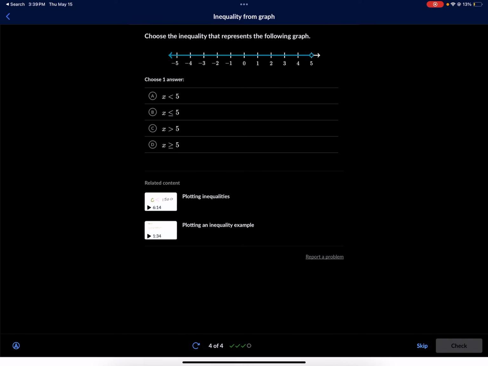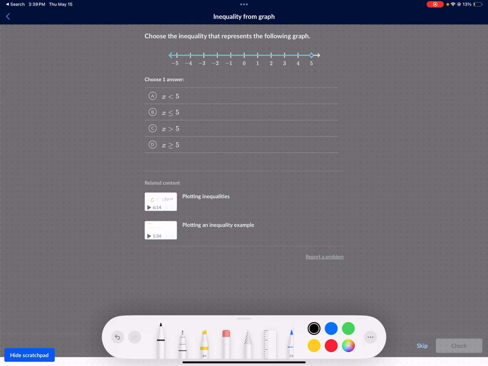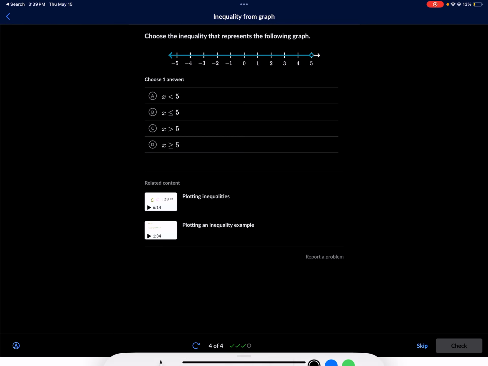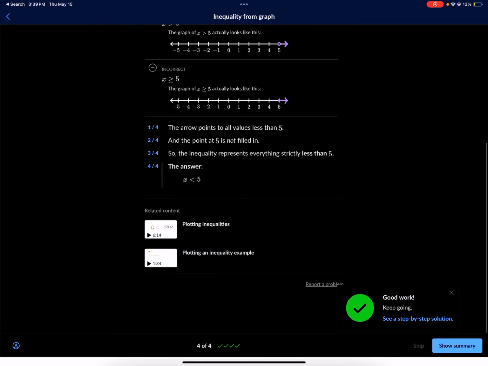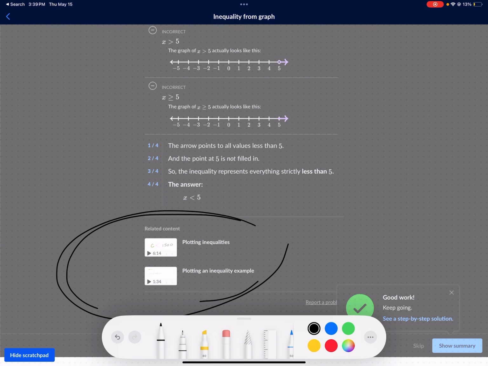Alright, choose the inequality that represents the following graph. So, open dot here, and it's going to the left. I'll let you guys do this on your own. The answer is A, because we have an open dot and it's going to the left. I just said that, I'm sorry. So if you got that right, good job. If you didn't, here's the videos, and happy studying.